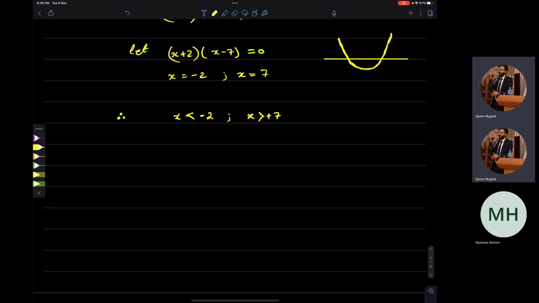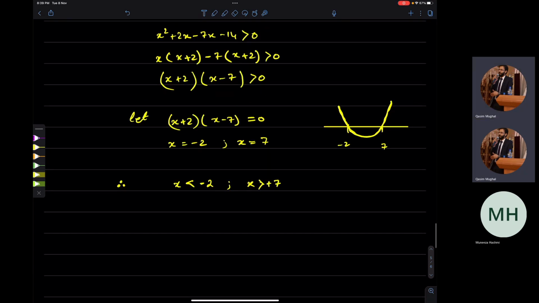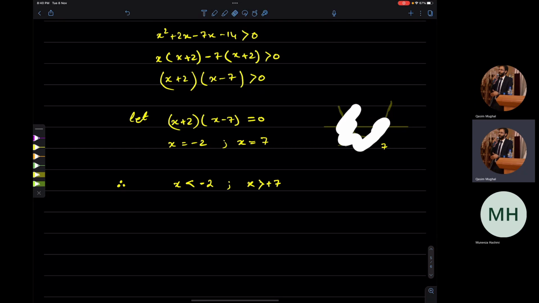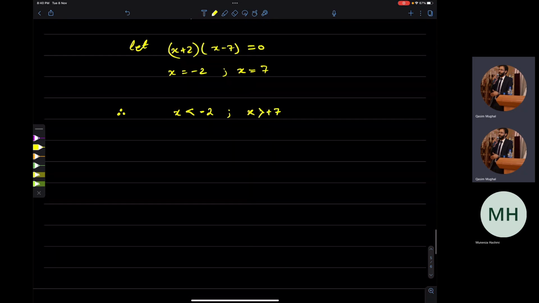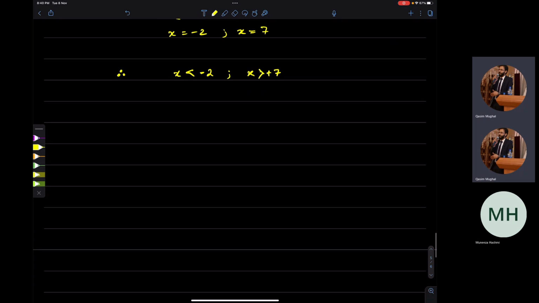This is how the graph of this quadratic looks like. So minus 2 is going to be over here, and positive 7 is going to be here. So y is greater than 0 in this case over here. So whatever the solution is, it is less than negative 2 and greater than positive 7. Okay? Just in case you forget what the rule was when it was a greater than sign, you can quickly draw a graph and check.